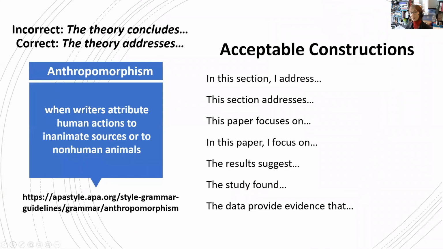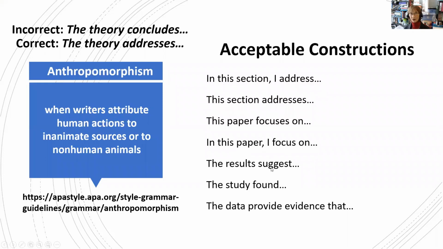Another word that is a big word, but means something relative to our writing is anthropomorphism. It's when writers attribute human actions to inanimate sources or to non-human animals. I've included the link specifically to that in the APA manual that describes it. There's an example there on the slide. The theory concludes. A theory can't conclude, people conclude. So the theory can address. It seems like that's splitting hairs, but that's anthropomorphism.